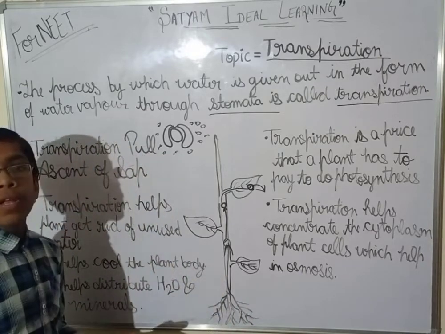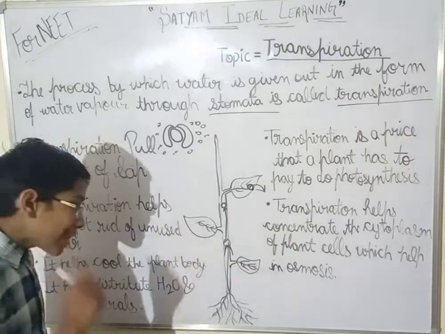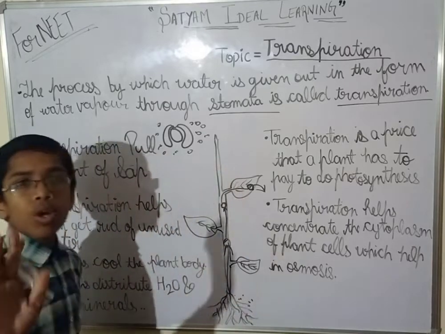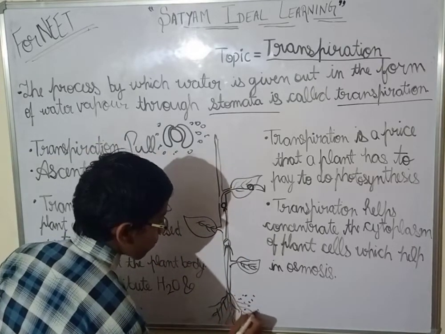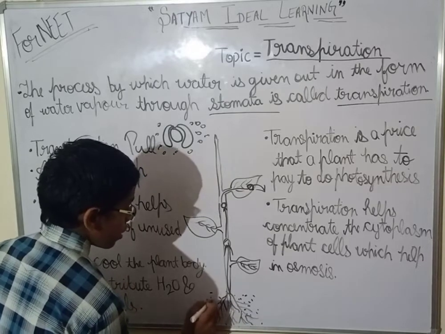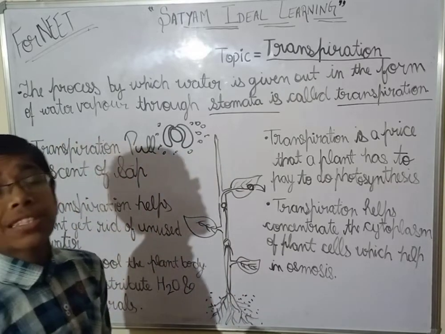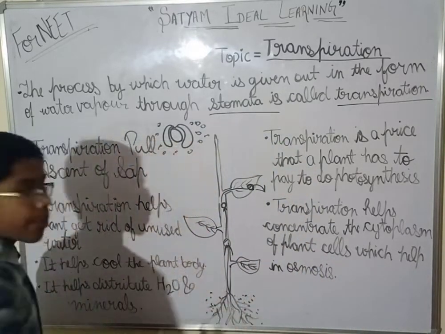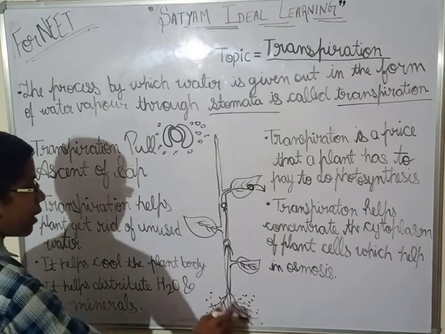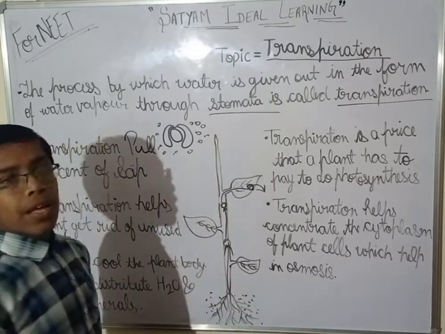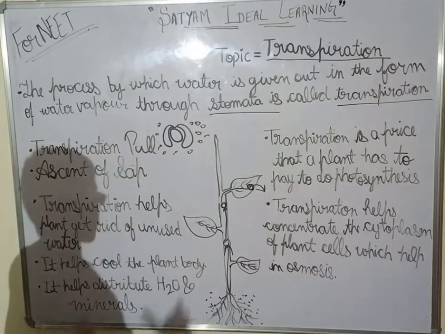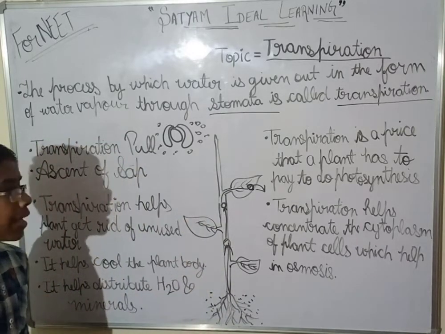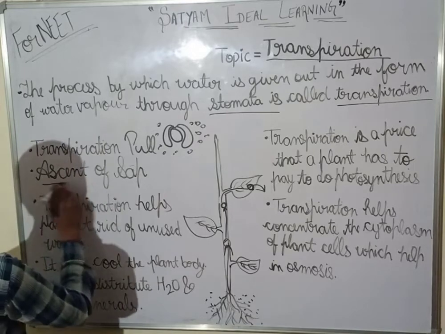Now what will the root do? Now the root will absorb water. At this time the root will absorb water from the surrounding soil, through the process of diffusion, osmosis and active transport. These are the three processes that we have learned. So the root will absorb water and minerals from there and it will go through the xylem to the leaf, and this is transpiration pull. Now the upward movement of water and minerals is known as ascent of sap.